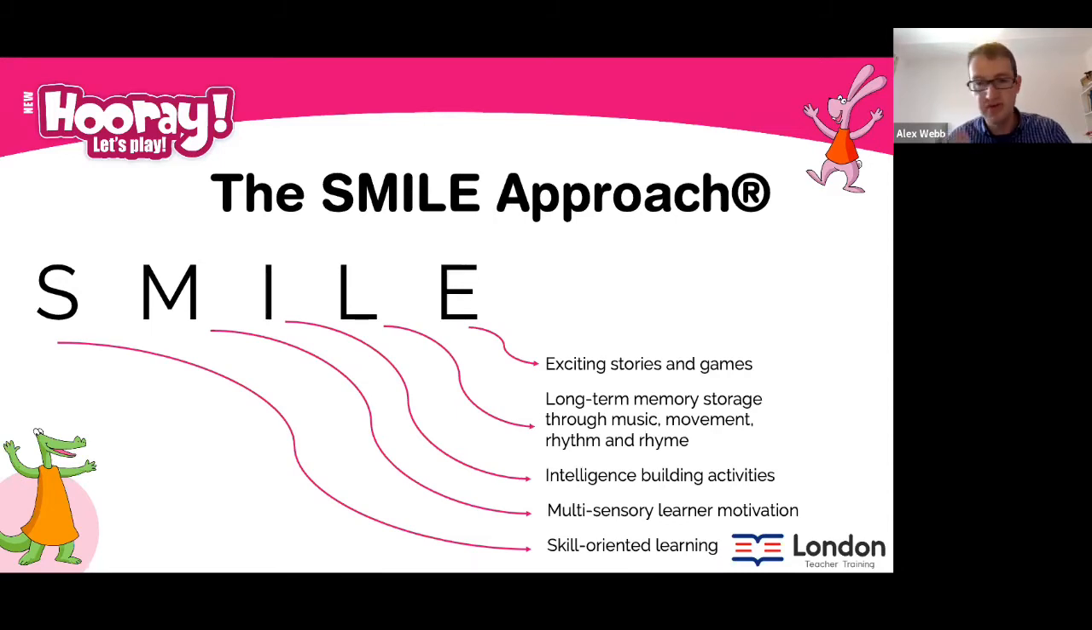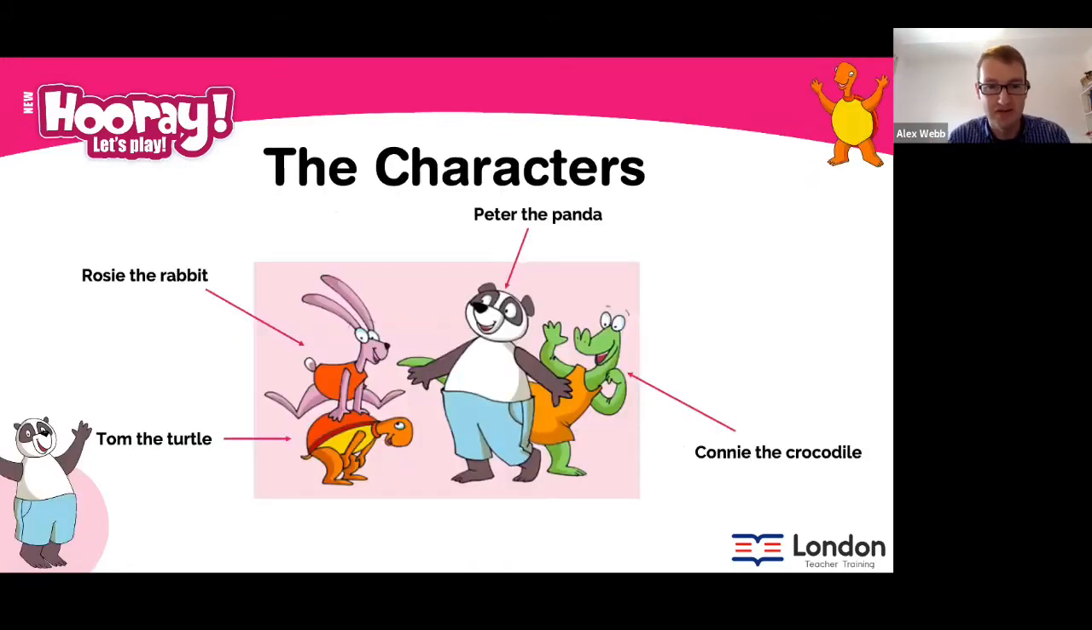So let's move on and have a little look at the book itself, or the course itself. Firstly, let's have a quick introduction of the characters here. We've got Peter the panda, Connie the crocodile, Rosie the rabbit, and Tom the turtle. I really like these characters. These are four really great recurring characters that recur throughout the series, and I think they're characters that the young learners, the children, can engage with and will stimulate their interest in the material that they are encountering on this course.